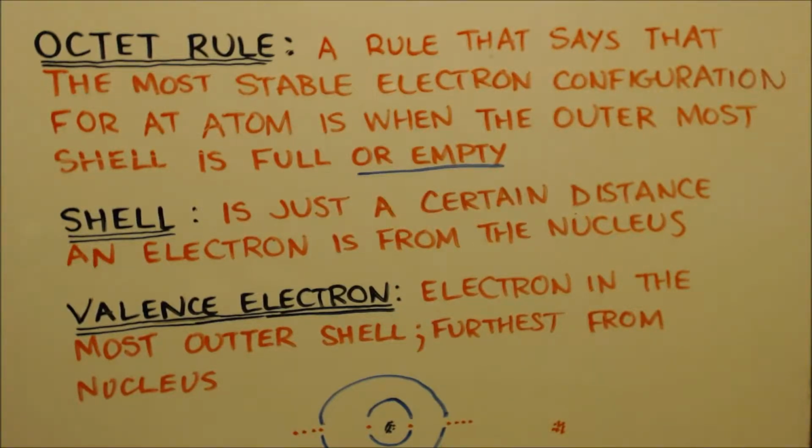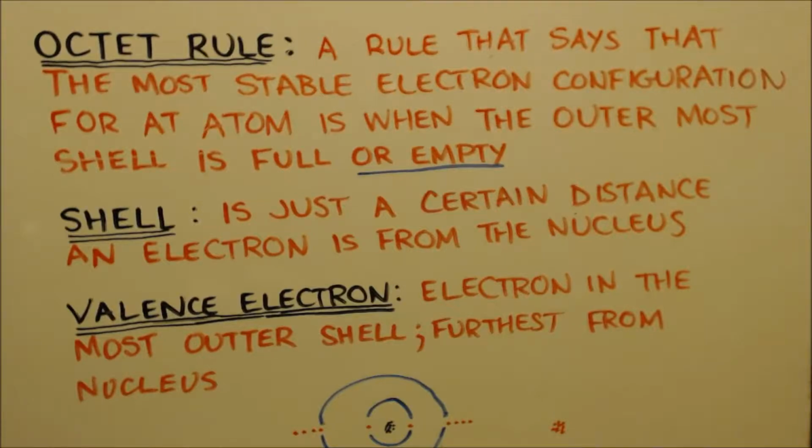And what are valence electrons? That was our last video. They're electrons that are in the outermost shell, so they're furthest away from the nucleus. Now this octet rule deals with the outermost shell, and these valence electrons are in the outermost shell. So they're going to be together here, okay?